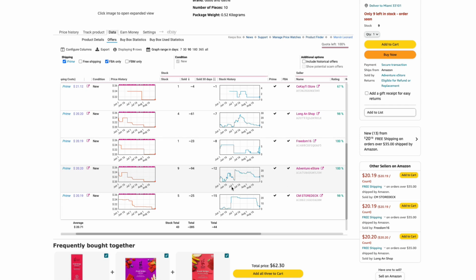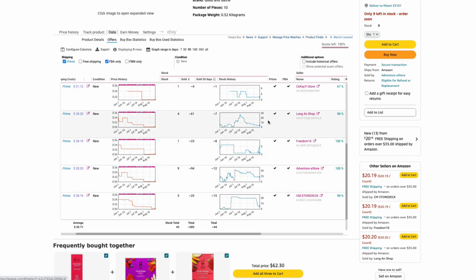So if we go to Adventure eStore, we can see that they are selling through their inventory. He starts off with 10 units on, let's say, June 1st, and then by June 7th, he's got 1. And then let's see, June 23rd, he's got 16. By July 3rd, he's got 3. July 4th, he's got 18. July 4th, he's got 22. And then by August 18th, he's got 9. So he is selling, right? And he's not the only one. We also want to make sure other people are selling as well.